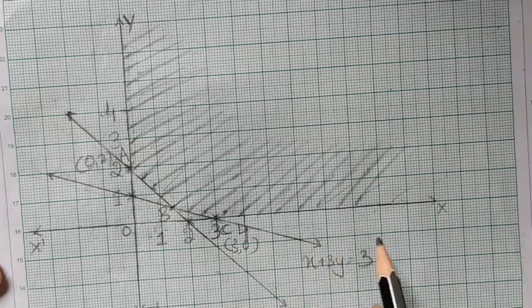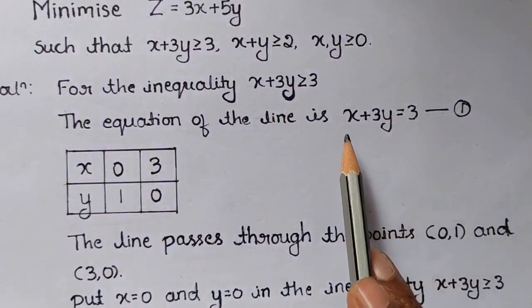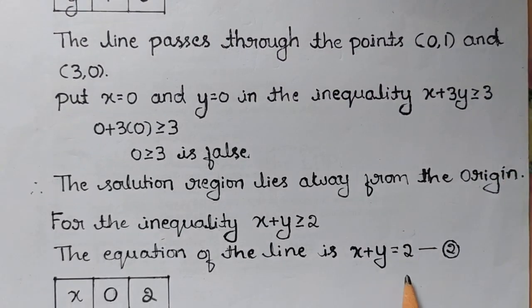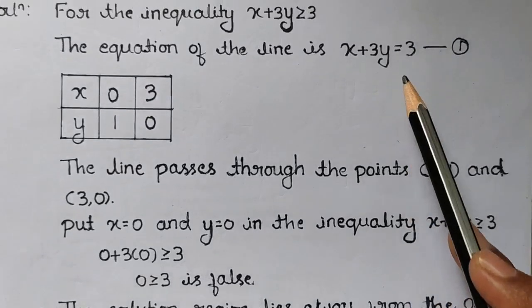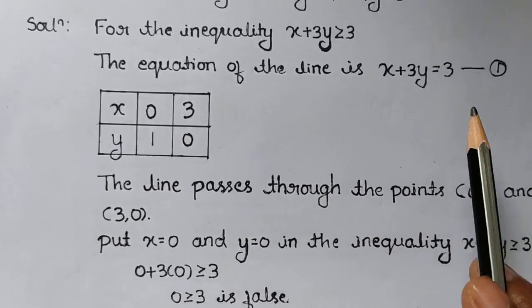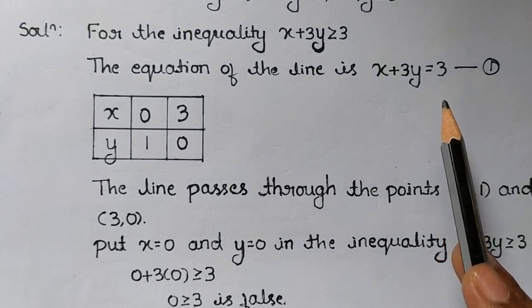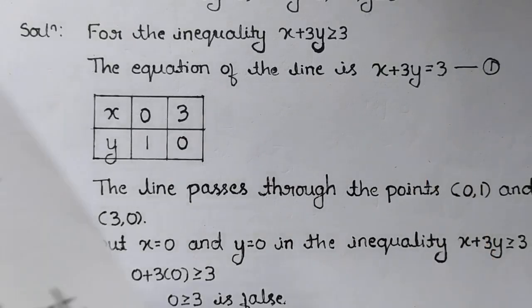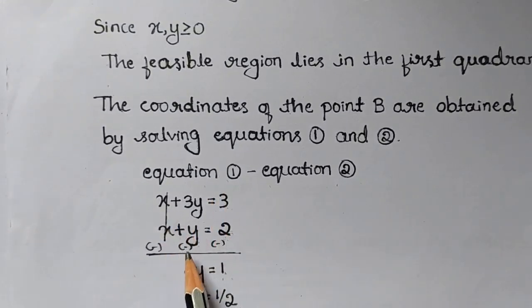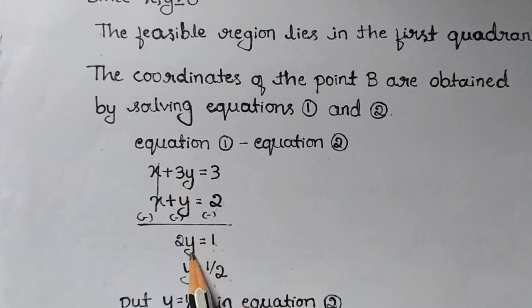Let us solve the equations. The first equation is x + 3y = 3. The second equation is x + y = 2. The coefficients of x are equal in both of the equations. So, simply we subtract equation 2 from equation 1 so that we can cancel the x term and find the value of y. Equation 1 minus equation 2, x gets cancelled, we get 3y minus y, that is 2y, equal to 3 minus 2, that is 1. This implies y = 1/2.